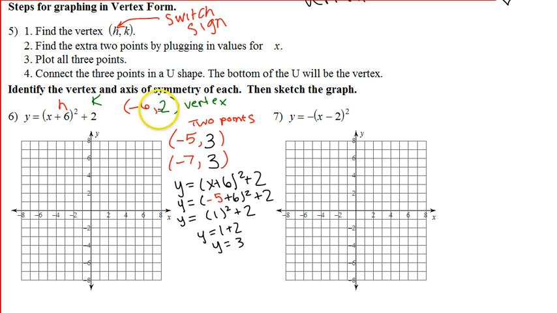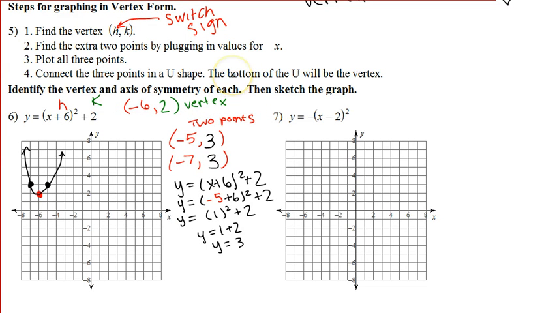So now we have our 3 points. We're going to plot them. My vertex I'll plot in red, negative 6, comma 2. I'll go left 6, up 2, plot a point. And then these other 2 points I'll plot in black. We got negative 5, comma 3, and negative 7, comma 3. That looks like a U shape. So I'm going to connect and make sure that my vertex is the bottom of the U. Put little arrows on the corners because this parabola will go forever, so we want to show that with arrows. And now we just have an axis of symmetry.